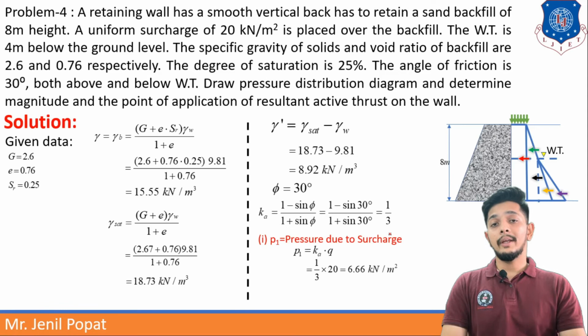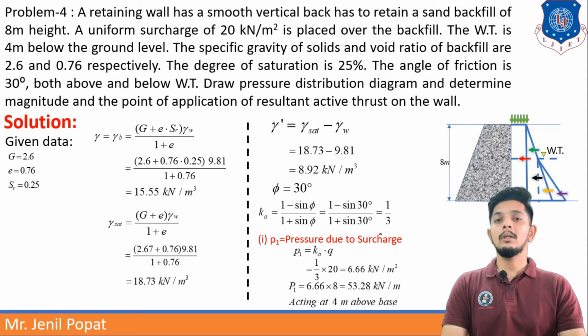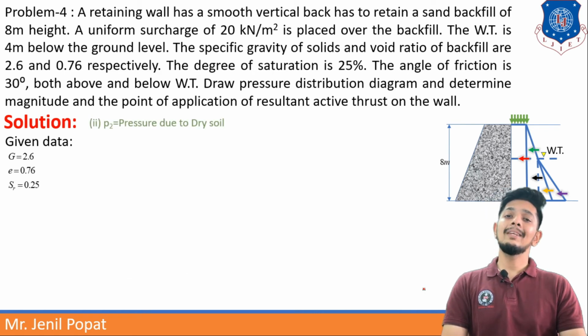If we want to find out the pressure force due to P1, then capital P1 will be, as it is a rectangular diagram, base into height. So base is 6.66 and height is 8 meter. So P1 will be 53.28 kilonewton per meter. Where will it act? It will act at the center of the rectangle, which is 4 meter from the base of the wall. Let us move further to P2.